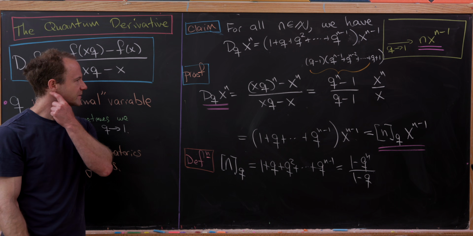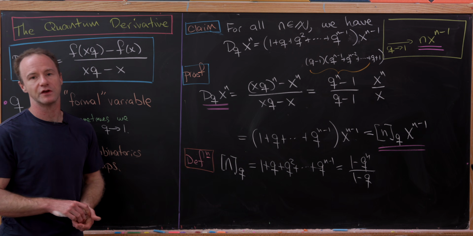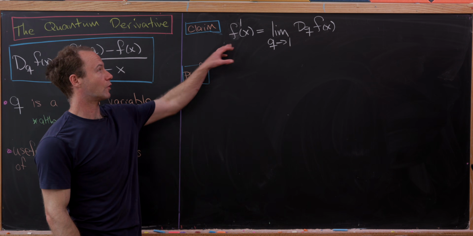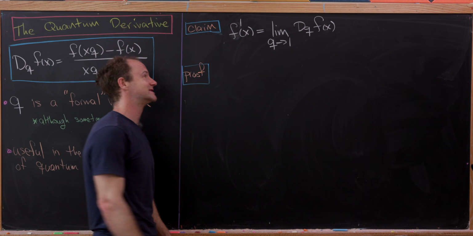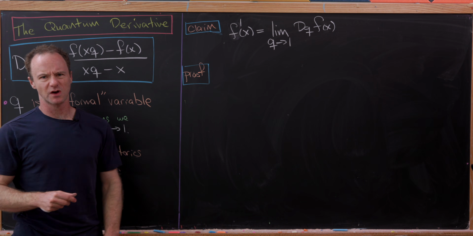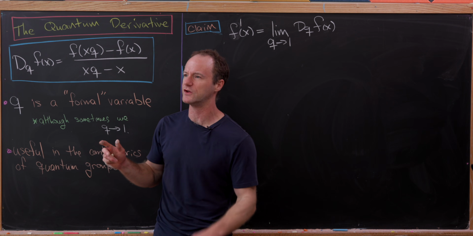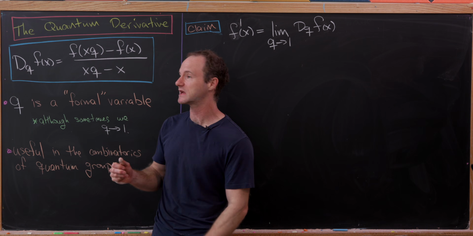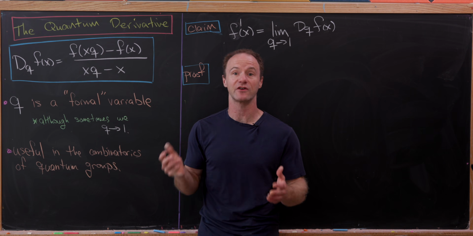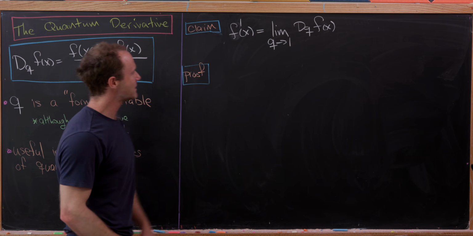Now, what we'd like to do from here is prove that relation between the quantum derivative and the normal derivative that we have been alluding to. Now we're ready to do it. We're going to show that the normal derivative f prime is the limit as q goes to 1 of the quantum derivative. So that gives us this nice kind of multiplicative version of the normal difference quotient. I say multiplicative version because we're moving the inputs into the function together via multiplication instead of addition. Okay, great. So let's get to it.